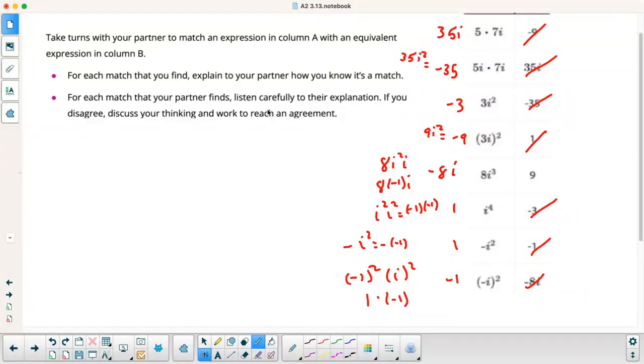For each match that your partner finds, listen carefully to their explanation. All right, so I just kind of did all that in one step.